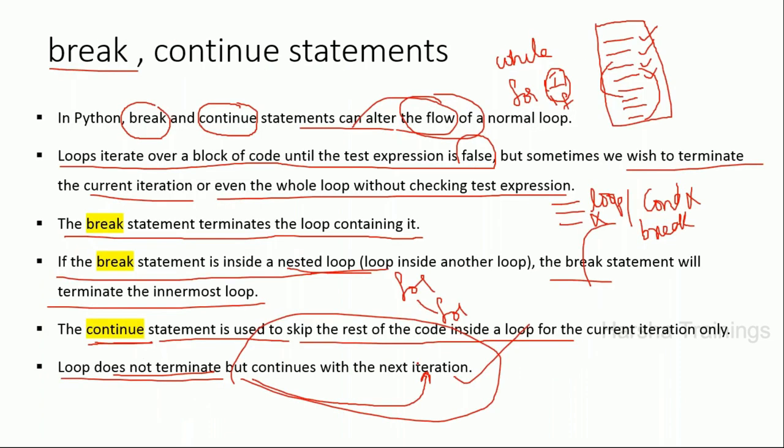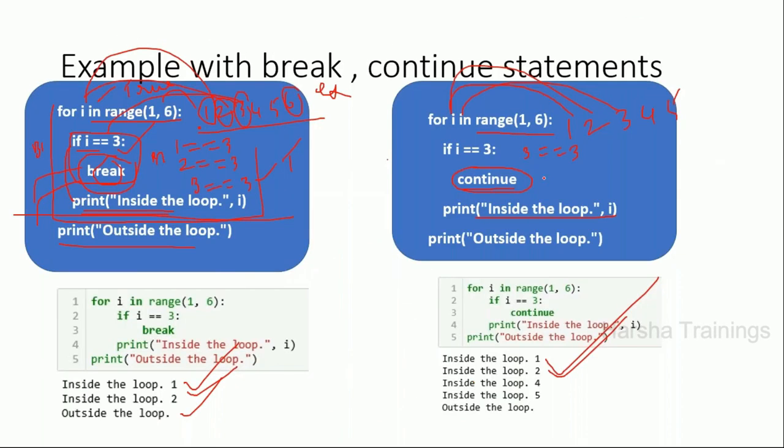Now, what the continue is saying is, it continues with the next iteration. What is the meaning of next iteration? Now, the number will become 4 here. Now, 4 will be copied to i. Now, 4 == 3 is false, so it is going to print inside 4, then inside 5. It is only skipping this print statement whenever the condition becomes true. That's it. Clear for you?